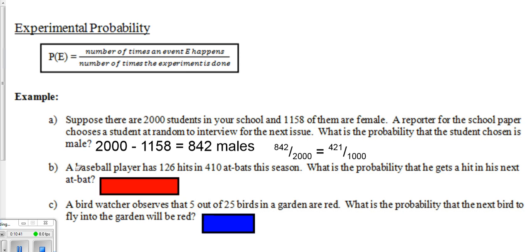Let's look at example B. A baseball player has 126 hits in 410 at-bats this season. What is the probability he gets a hit at his next at-bat?